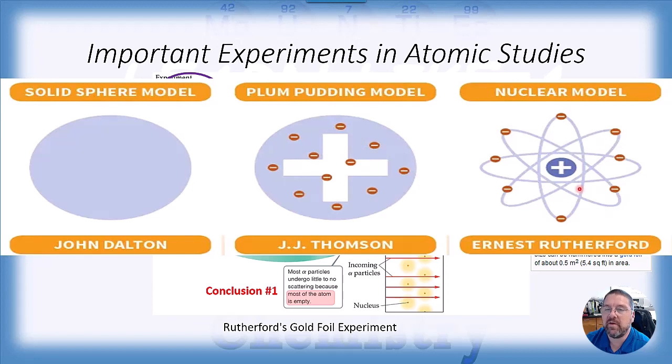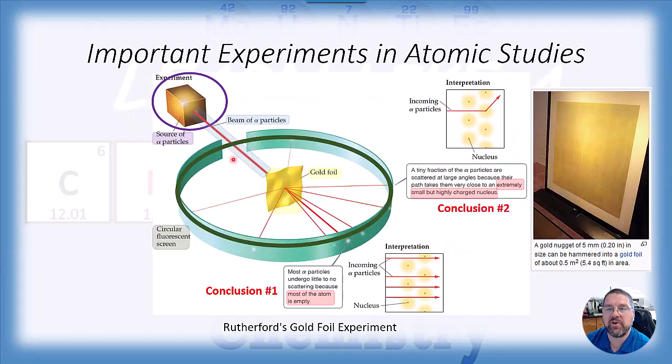So again, with the gold foil experiment, make sure that you are familiar with the four main parts of the experiment, the observations that he expected and the observations that he was surprised by, and also the two main conclusions of the gold foil experiment.